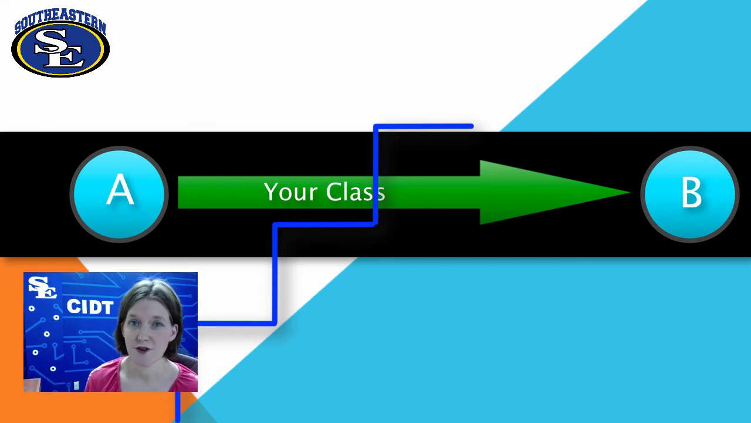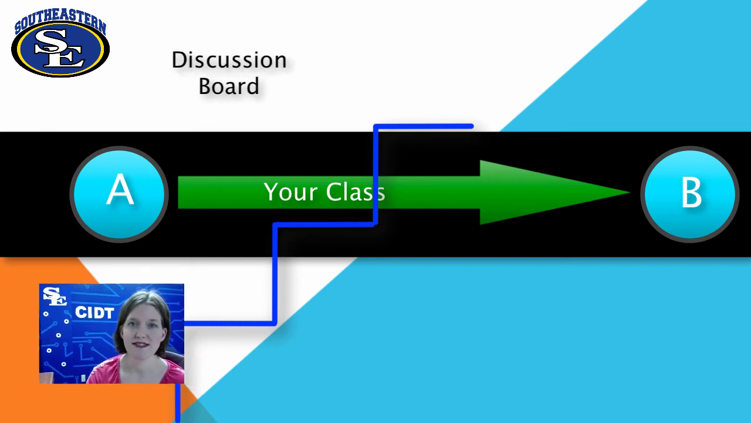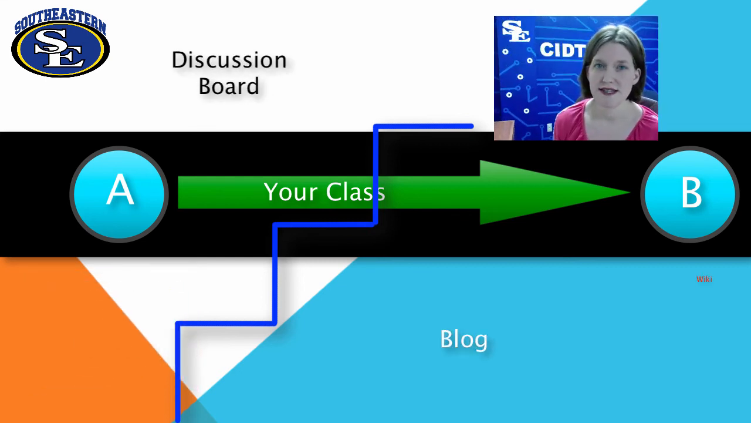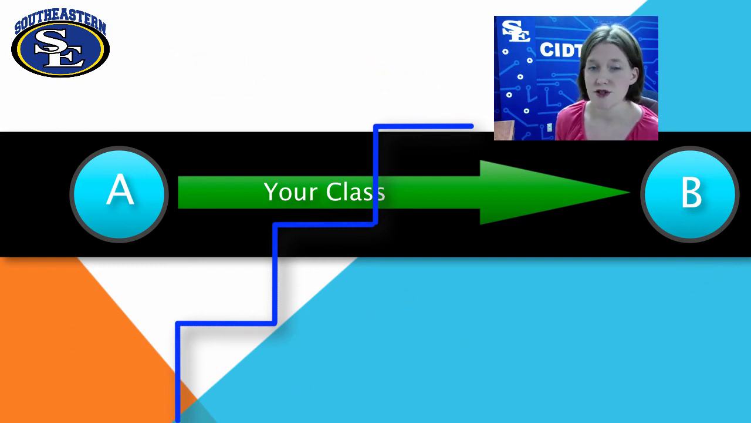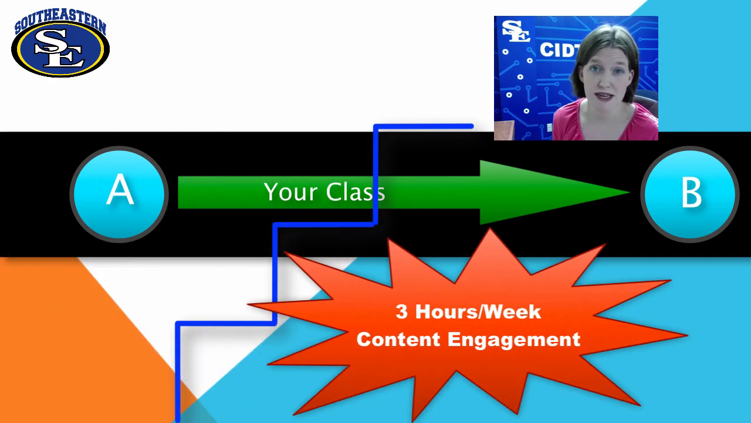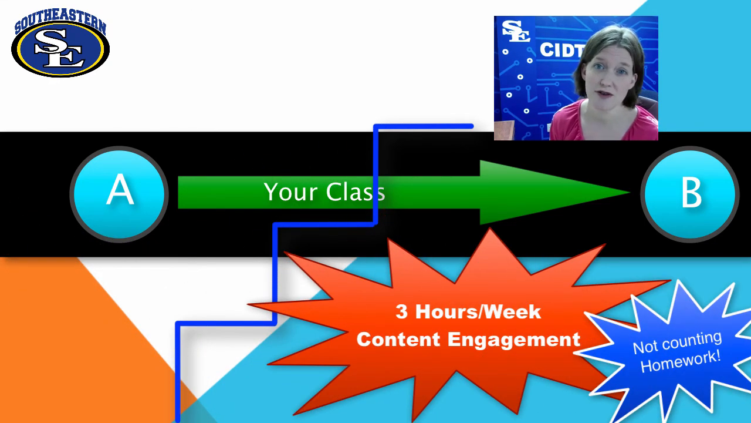Don't hesitate to use a variety of tools and activities. Typically, what takes 50 minutes or more in a face-to-face class only takes 20 to 30 minutes to present in an online class. So you have plenty of time to offer other activities to your students. Remember, you should still spend the same amount of time in course engagement with your students. So students in an online class should be engaged with the content material for 3 hours a week at least, and that does not count homework.